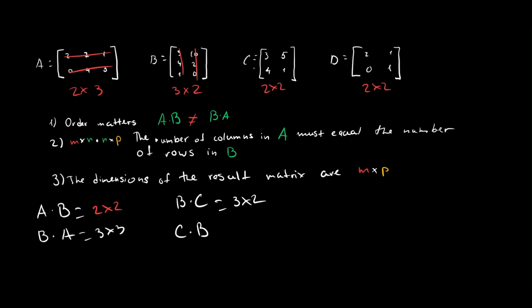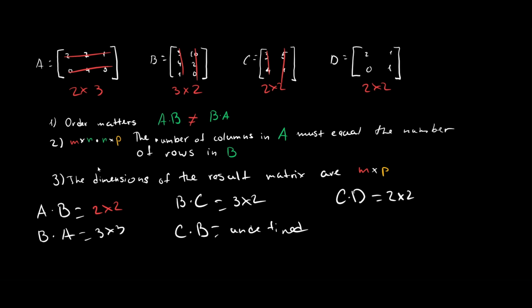If we want to multiply matrix C and B, matrix C has only two columns, but matrix B has 3 rows, which means we cannot multiply these two matrices. So that would be undefined. And let's see if we can multiply matrix C and D. The two of them have the same dimension, so in this case we're going to get 2 by 2.